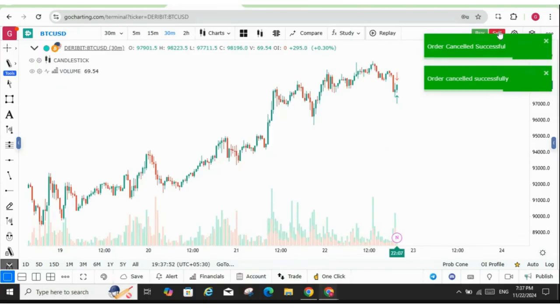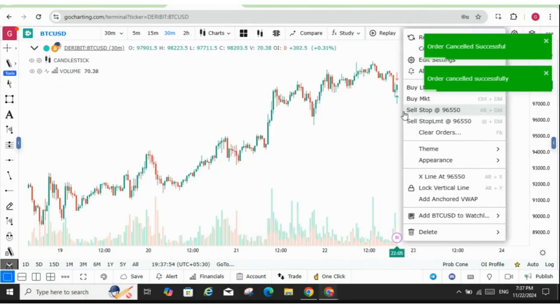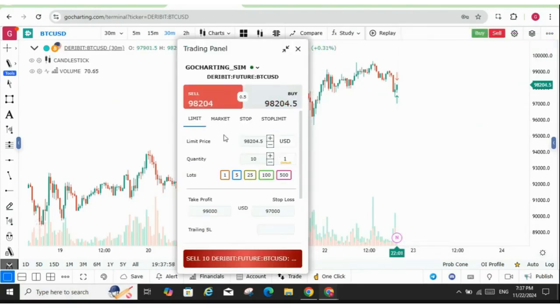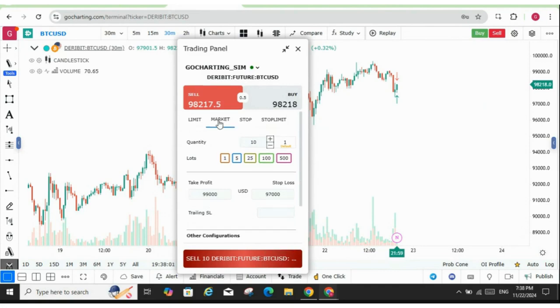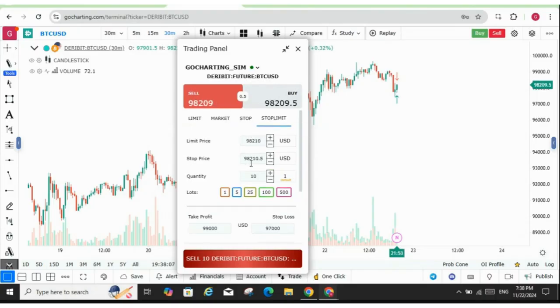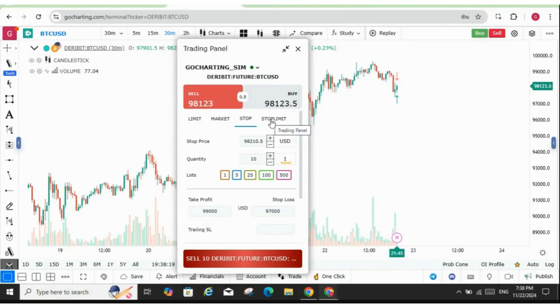Suppose you are putting this sell stop limit order. In case of a limit order, you have to enter only one price. Market order, nothing you have to enter. Stop order, you have to enter only one price. But for a stop limit, you have to enter two prices. One is limit price and one is stop price. And this feature is important for Indian market, because in case of options, especially, you cannot put a stop order. You have to put a stop limit order.